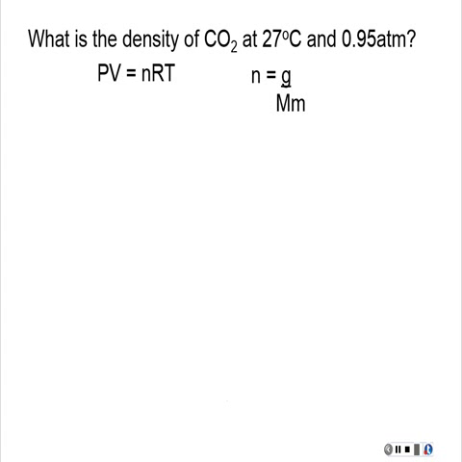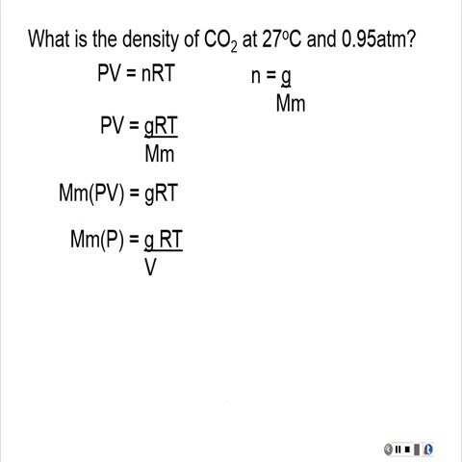So first thing I want to note is that n is moles, and moles is grams divided by the molar mass. So I can replace n with g over MM. Now gradually I'm going to come up with density, so hang on. Then I'm just bringing up my molar mass. Now remember, density is mass per volume. So mass per volume is going to be grams per liter.